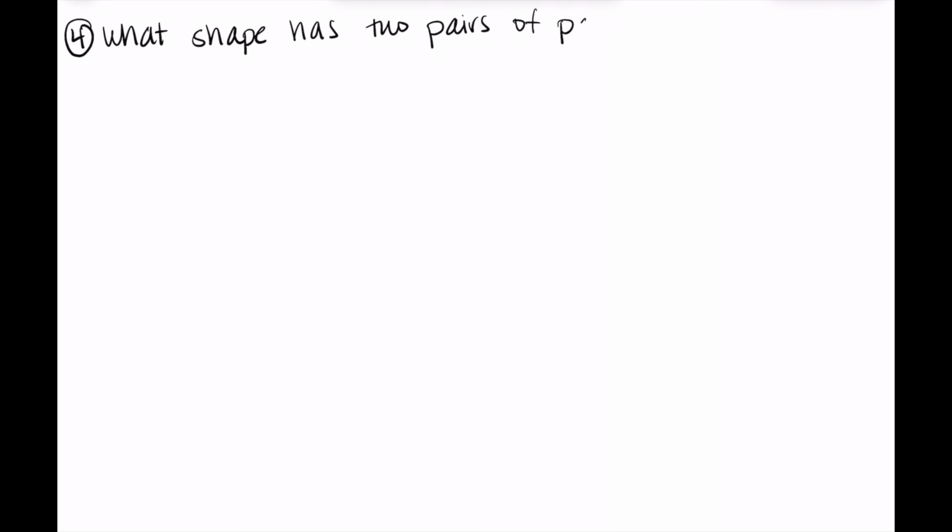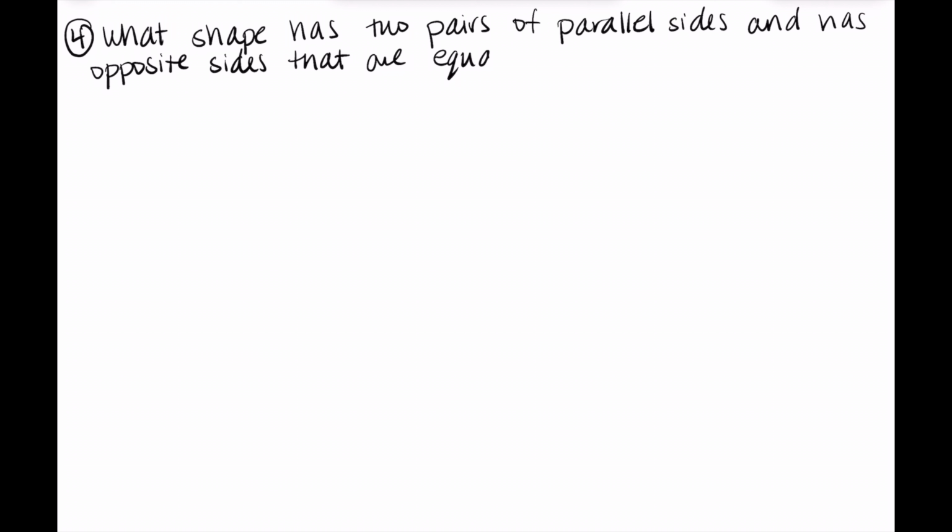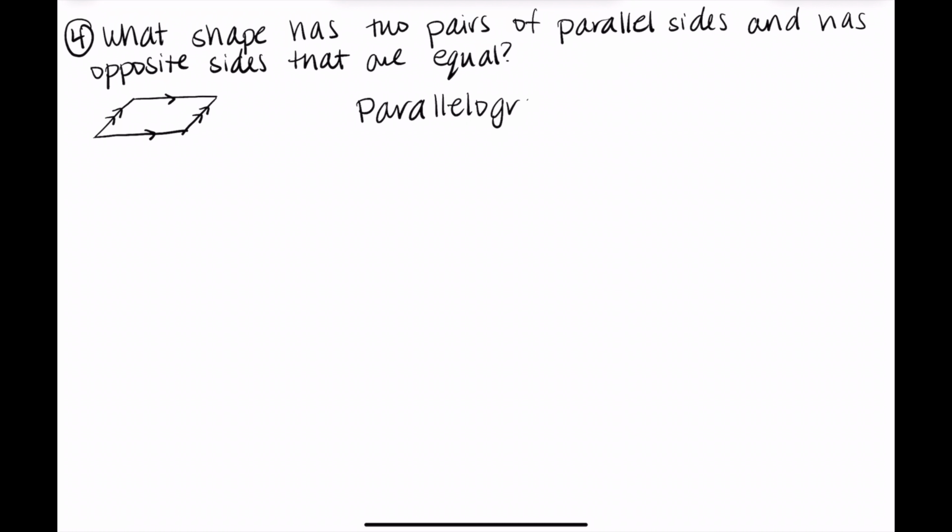Now we'll move on to our fourth example. Number four says, what shape has two pairs of parallel sides and has opposite sides that are equal? So let's think about this one, and let's start by just drawing out what it would look like visually. If we start drawing it out, we see that this shape has two pairs of parallel sides, right, labeled with the arrows. And it has opposite sides that are equal. So number four would be a parallelogram.